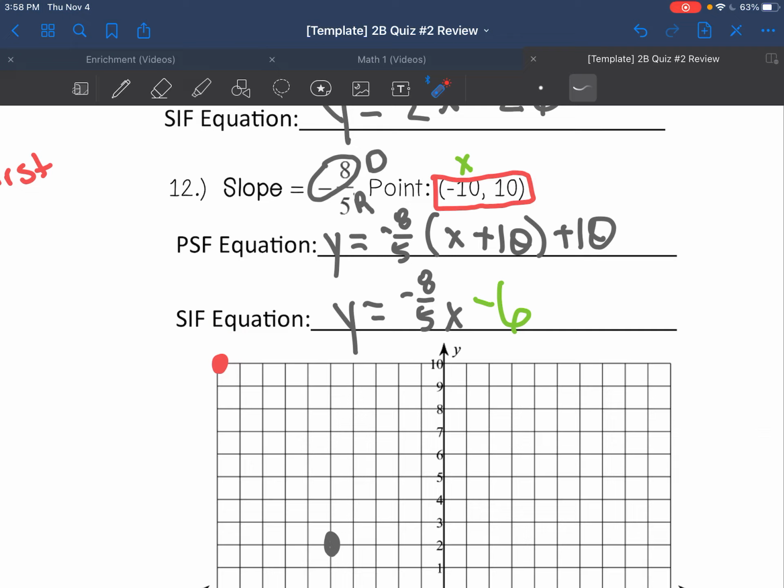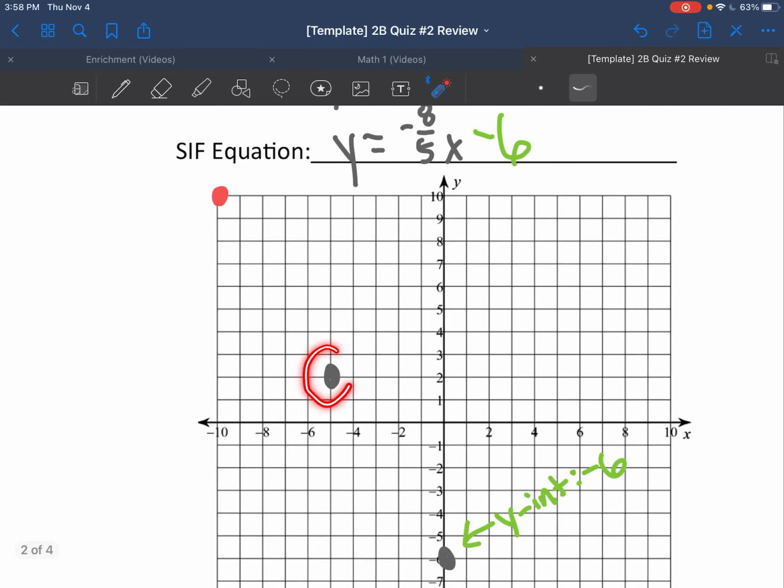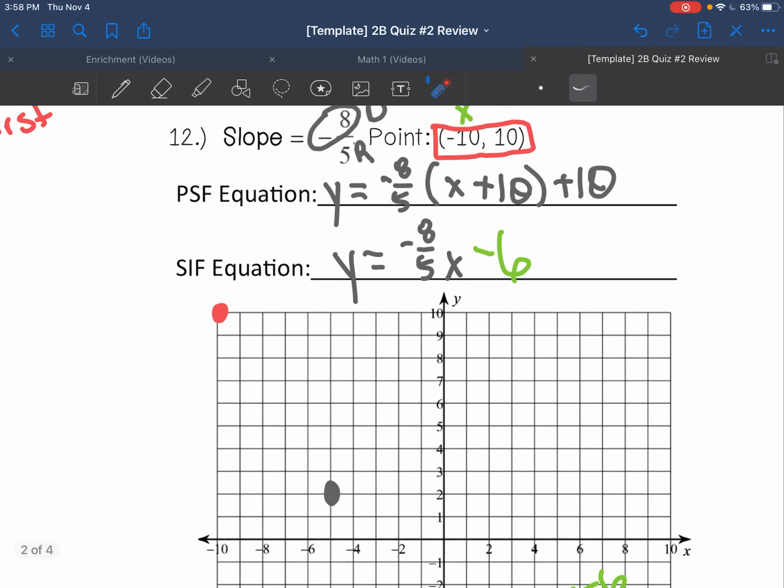So that means -8 means I'm going to move down. And then since the 5 is positive, I'll move right. And when I do that movement one time, I am getting closer to my y-intercept, so I'll do it again. And after the second time, I do get to my y-intercept, which is -6. So I can write my slope-intercept form equation of -8 over 5 x minus 6.